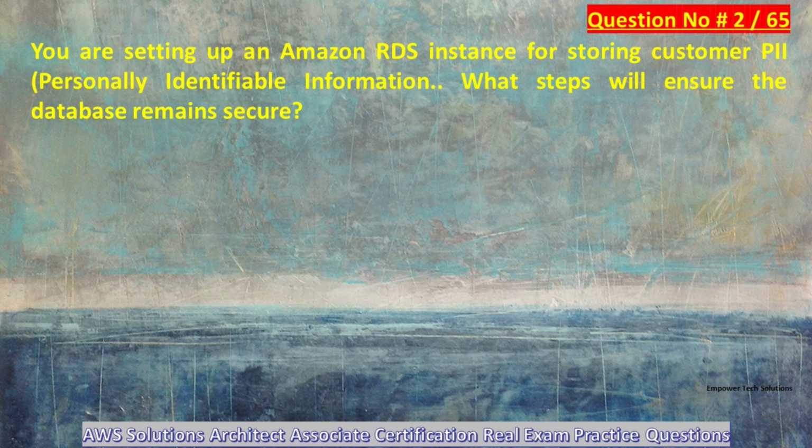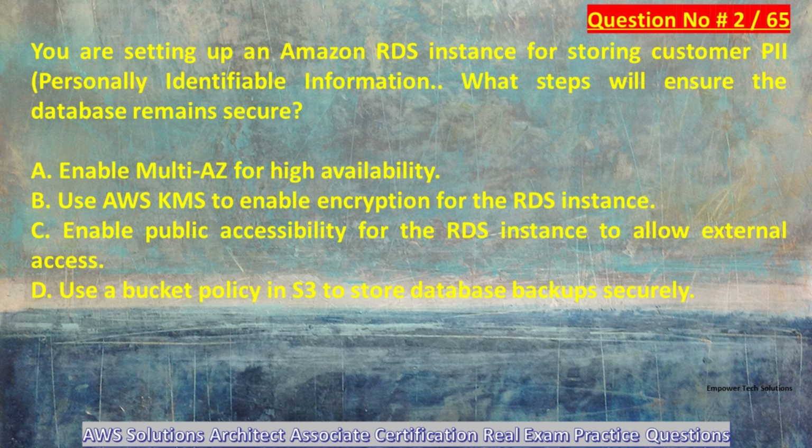You are setting up an Amazon RDS instance for storing customer PII, personally identifiable information. What steps will ensure the database remains secure? A. Enable multi-AZ for high availability. B. Use AWS KMS to enable encryption for the RDS instance. C. Enable public accessibility for the RDS instance to allow external access. D. Use a bucket policy in S3 to store database backups securely.